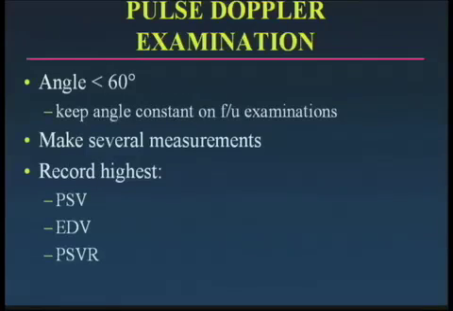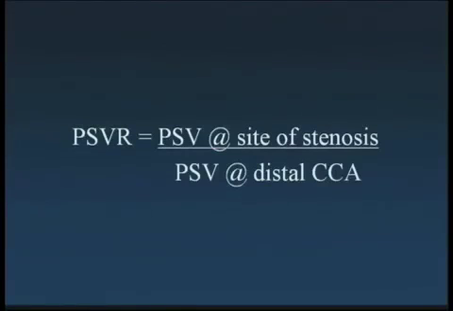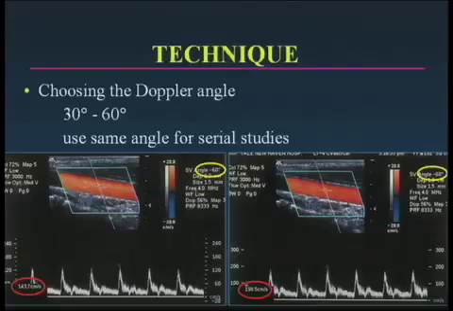When you make the Doppler tracing, it is absolutely critical that the angle be kept at less than 60 degrees, and that angle ought to be kept constant if possible on follow-up examinations. In other words, you don't want to make measurements at 60 degrees in a patient in January of 2007 and then repeat it at 55 degrees in September of 2007. You make at least 3 measurements and record the highest peak systolic velocity and diastolic velocity, and then you calculate a peak systolic velocity ratio, which is defined as the peak systolic velocity at the site of the stenosis divided by the peak systolic velocity in the distal common carotid artery.